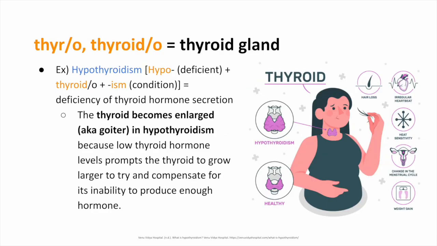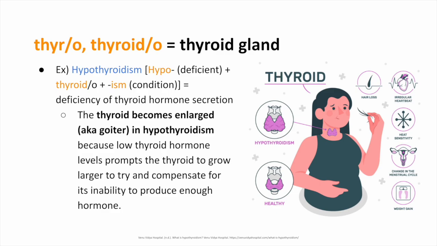Thyroid-o is a combining form for the thyroid gland. So the thyroid gland was that butterfly-shaped endocrine gland located on your neck. And one example of the combining form thyroid-o is hypothyroidism. Hypo is a prefix that means deficient. Thyroid-o is a combining form, and ism means condition. So hypothyroidism is deficiency of thyroid hormone secretion.